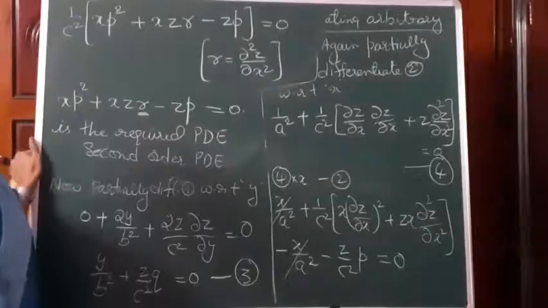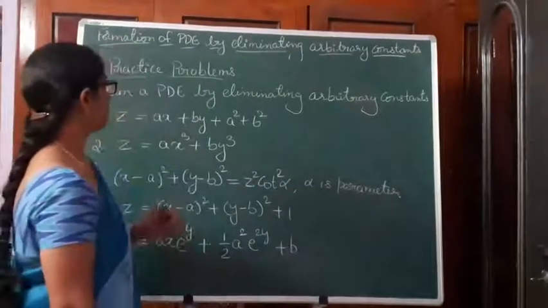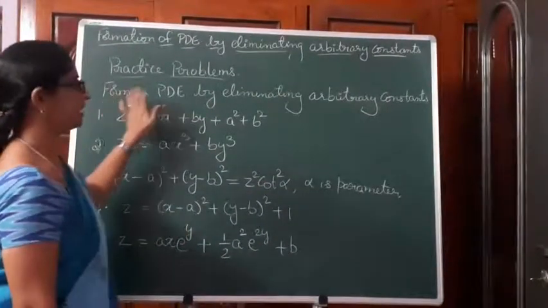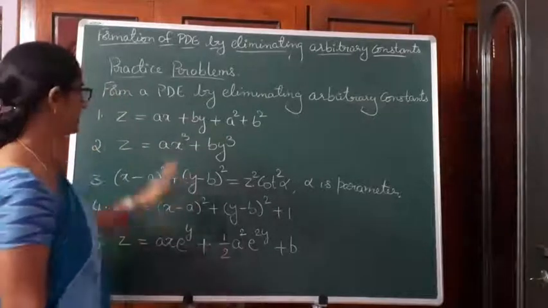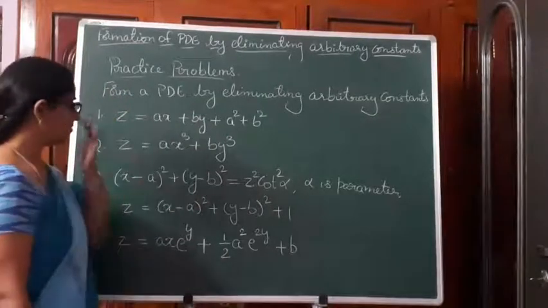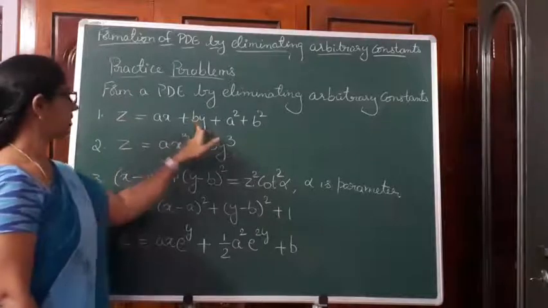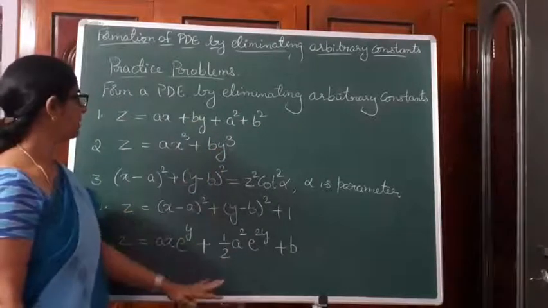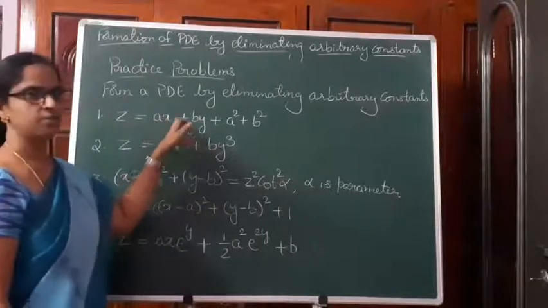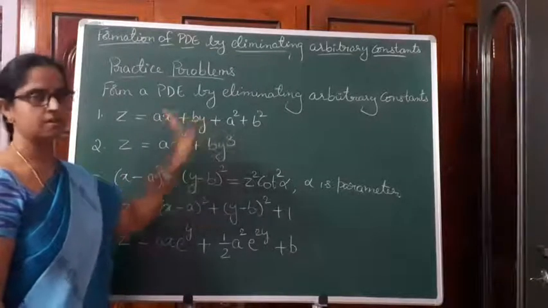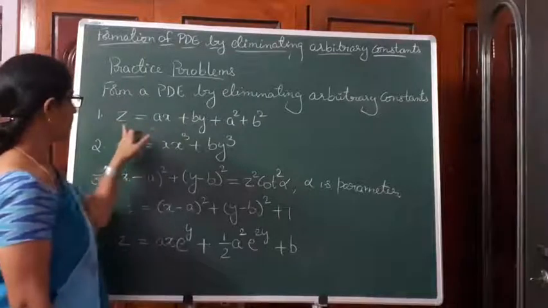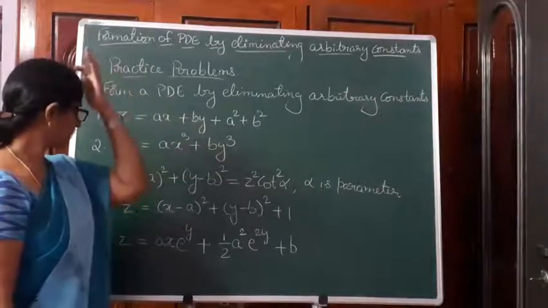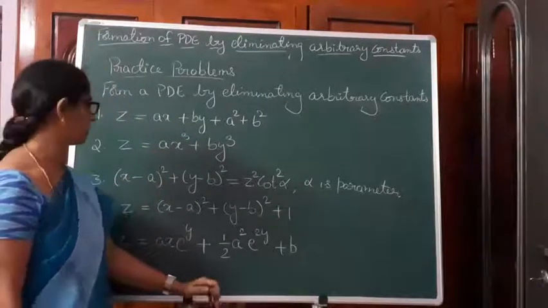These are some practice problems. Form a partial differential equation by eliminating arbitrary constants from these 5 given equations. First one is z is equal to ax plus by plus a square plus b square. So they are quite easy. There are 2 arbitrary constants, 2 independent variables. You get a first order partial differential equation.